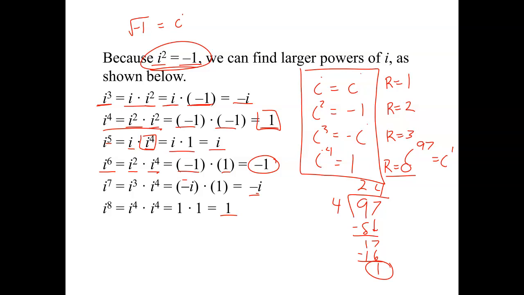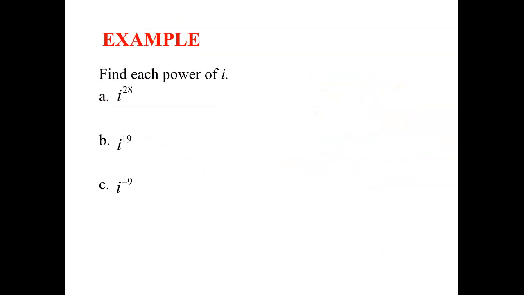All right? So let's do that again. i to the 28th power. I want to figure out whether it's going to equal i to the 1st, 2nd, 3rd, or 4th. So 28 divided by 4. How many times does it go in? 7. Is there any remainder? No. So no remainder is i to the 4th. And this is why. Mathematically, this is what it breaks down to. Power rule of exponents: I can take i to the 4th and raise it to the 7th power, and I get i to the 28th. i to the 4th equals 1.